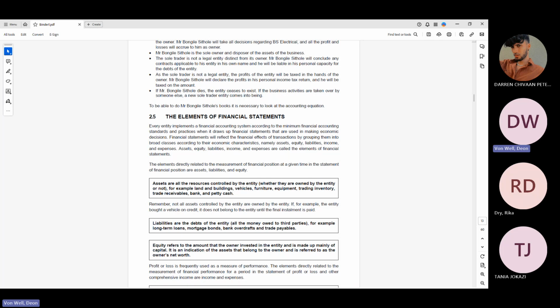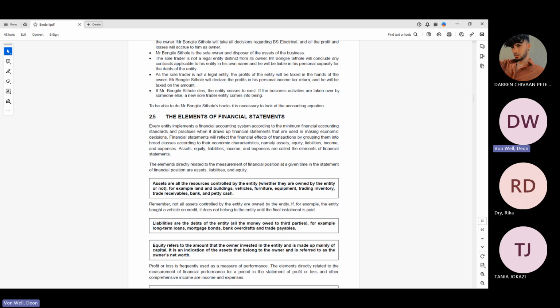I owe the bank because I have an overdraft. I owe the bank because I have a loan. I owe the creditor, my supplier, because I bought inventory on credit. So it's where you owe somebody. That is a liability. Equity is the amount that the owner invested basically in the business. So when the owner contributes a vehicle or contributes money, contributes an asset to the entity, that is my equity.